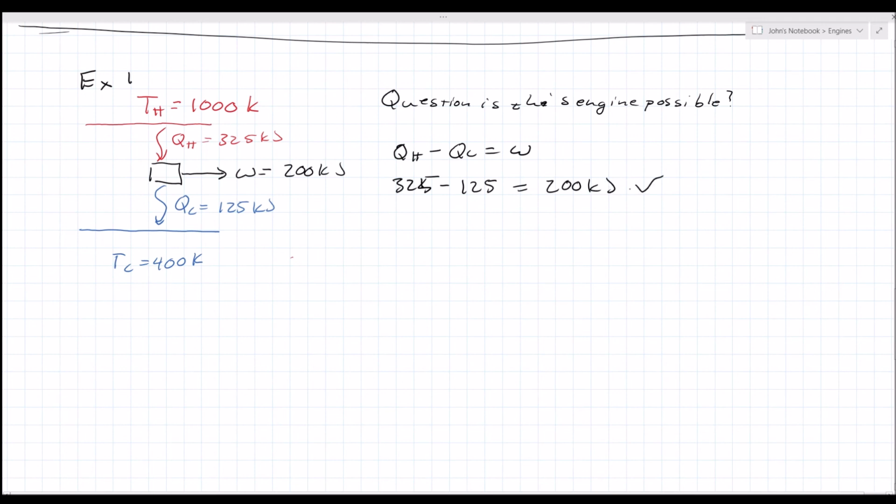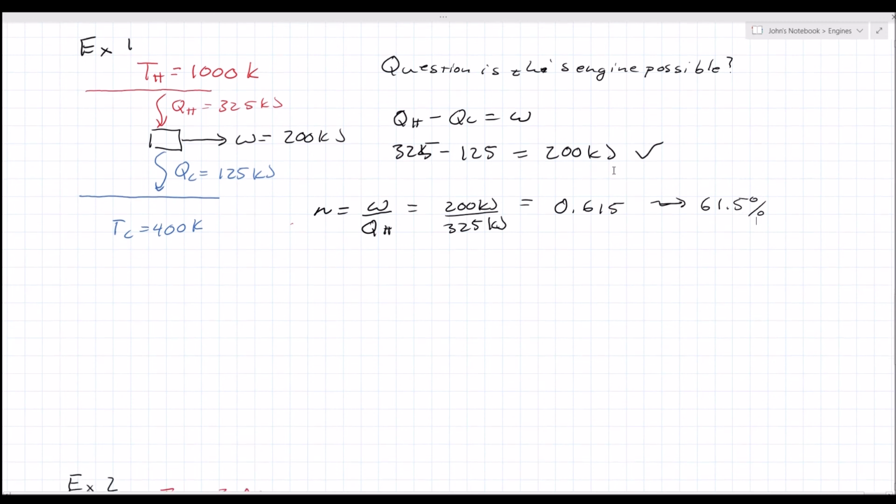So far it's possible. Now, efficiency-wise, is this possible? Because remember, the Carnot has the highest possible efficiency I can get. So I need to compare the efficiency of this engine to a Carnot engine. So let's find the efficiency of this engine. Well, efficiency is equal to out over in, so work over Q high, which is equal to 200 kilojoules over 325 kilojoules, which will get me 0.615, which is 61.5% efficient.